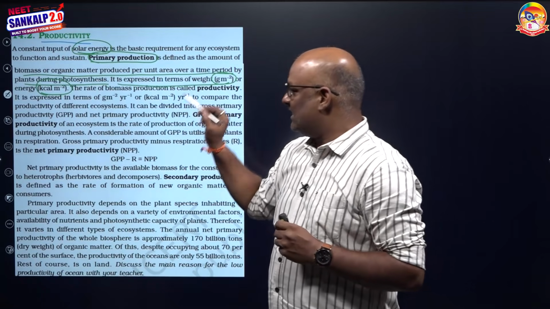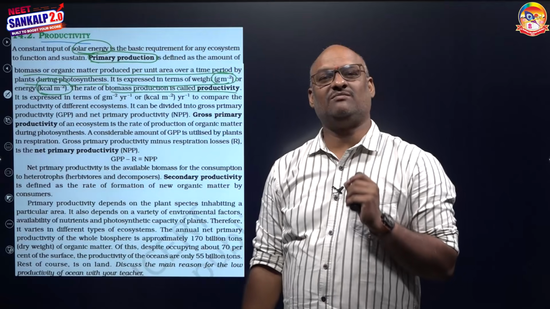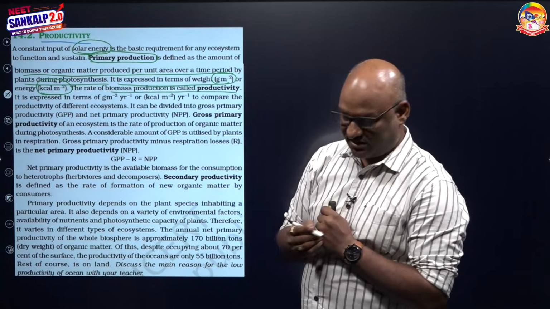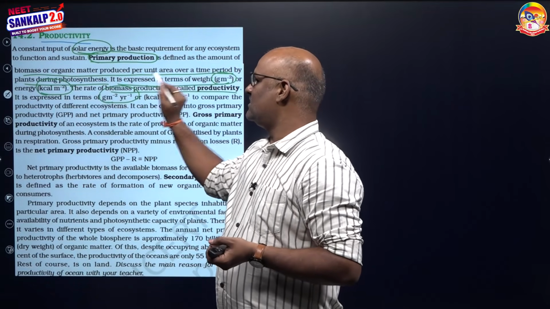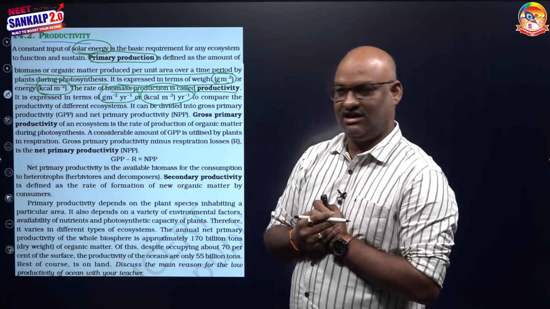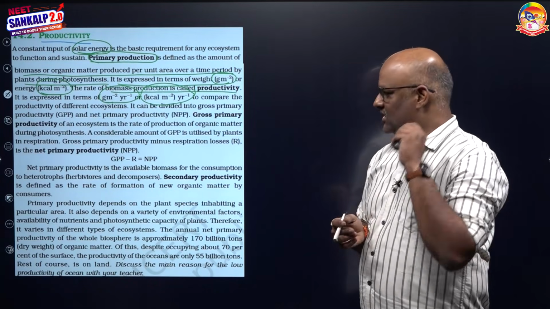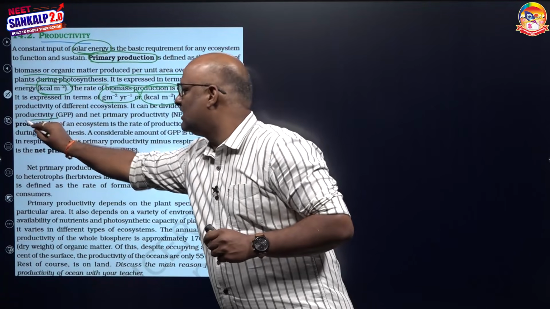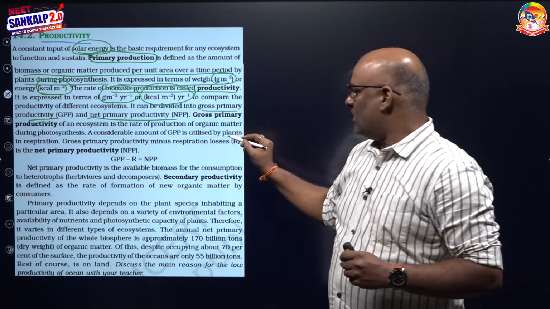Okay. The rate of biomass production is called productivity. The rate of biomass production, this is the next definition. So this can be taken as gram per meter square per year or kilocalorie per meter square per year, to compare the productivity of different ecosystems. Now this productivity can be divided into two parts: gross primary productivity and net primary productivity.